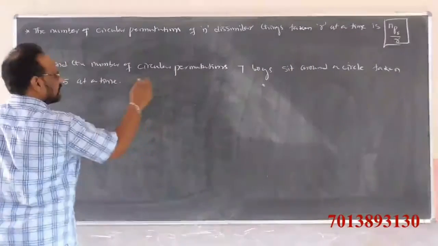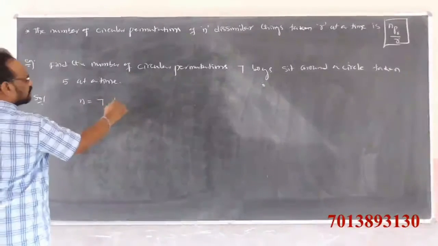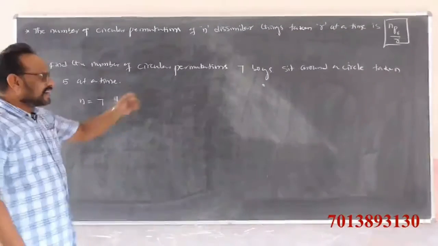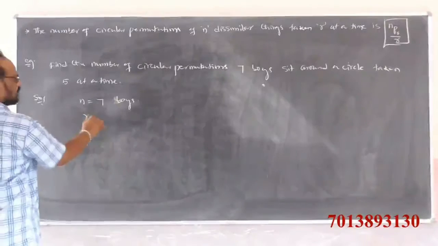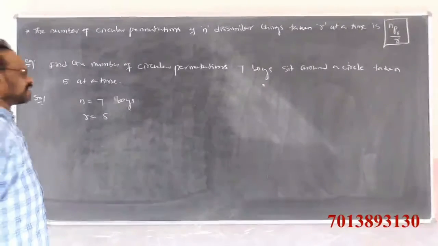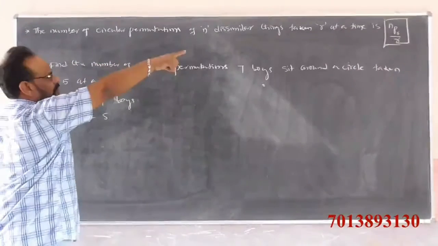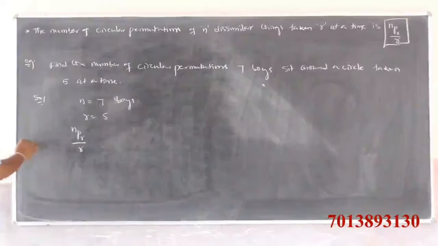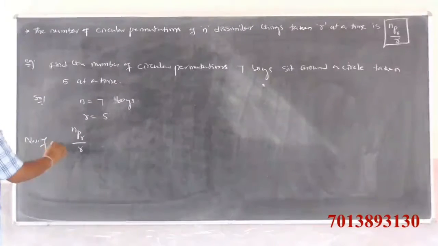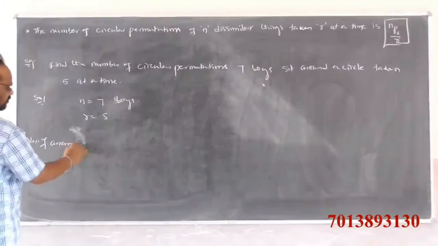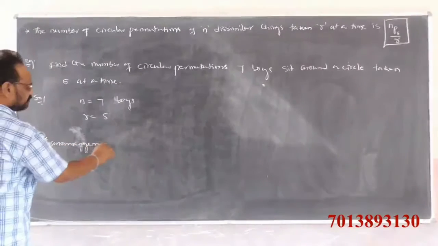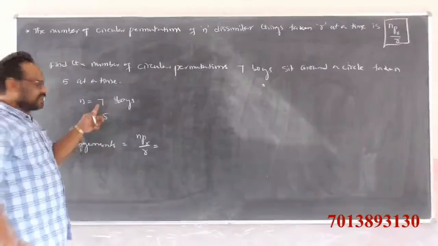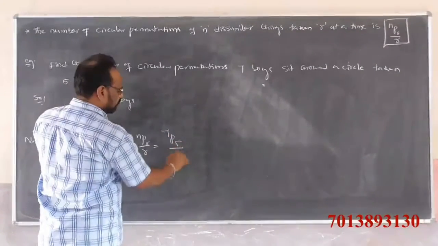So here n is equal to the total number of boys, 7, taken 5 at a time. That means r is equal to 5. The number of arrangements is equal to nPr by r, with n value 7 and r value 5.